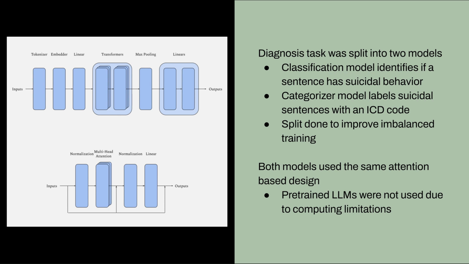Both of these models also use the same attention-based design as you can see on the left. The whole model was based on a transformer model that used embedders, transformers, and linear models in order to achieve classification and categorization. The transformers were split into attention models with pre-layer normalization and residual connections. Pre-trained large language models were not used in these models due to existing computational limitations at hand.